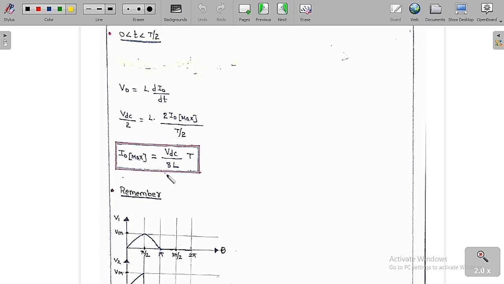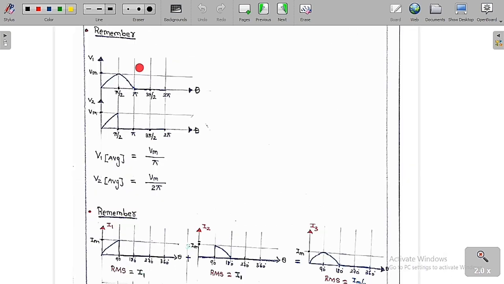If you solve this, we get I0 max is equal to VDC by 8L into T. So I0 max is equal to VDC by 8L into T. Therefore, the output voltage is equal to L into dI0 by dt. So V0 from 0 to T by 2, the output voltage VDC by 2 is equal to L into 2I0 max by T by 2. If you solve this, we get I0 max is equal to VDC by 8L into T. So remember this small concept here.